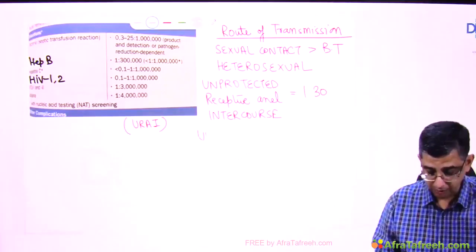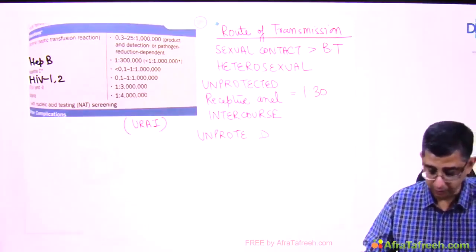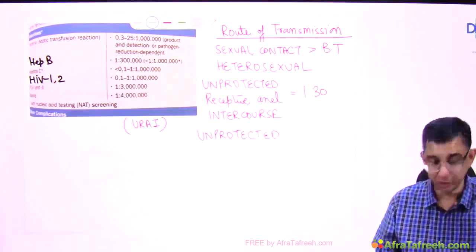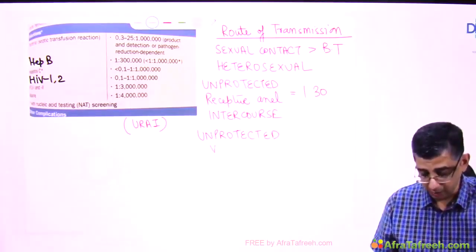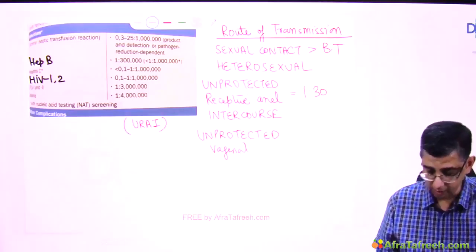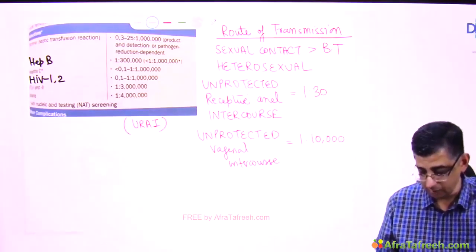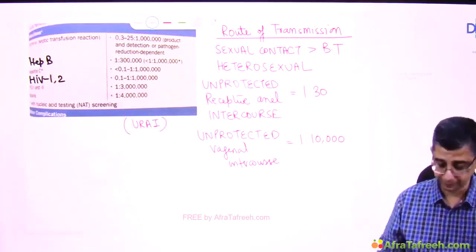In contrast, if I say unprotected vaginal intercourse, then male to female transmission versus female to male transmission: male to female transmission will be more effective because in a woman more surface area will be exposed. For unprotected vaginal intercourse, the chances of transmission are relatively lower, and the textbook mentions about 1:10,000 for chances of transmission or development of HIV infection in the recipient.